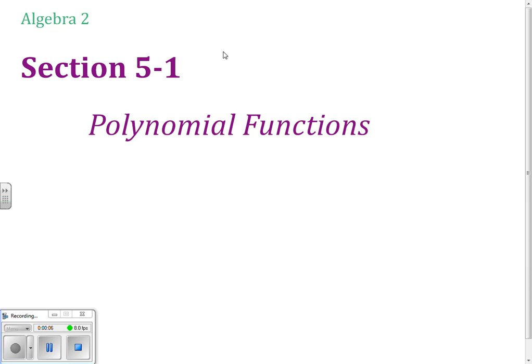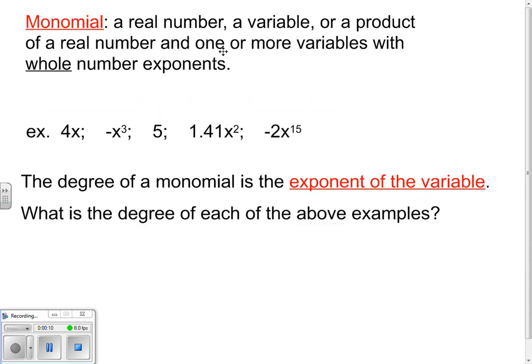Chapter 5, Section 1 starts talking about polynomial functions. So there is some vocabulary we need to get out of the way first. First thing we're going to talk about is a monomial. A monomial is a real number, a variable, or the product of both. The requirement for a monomial is that any of the variables that have exponents have to be whole number exponents.